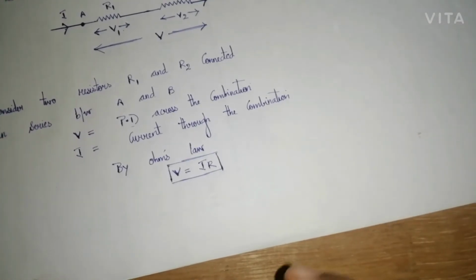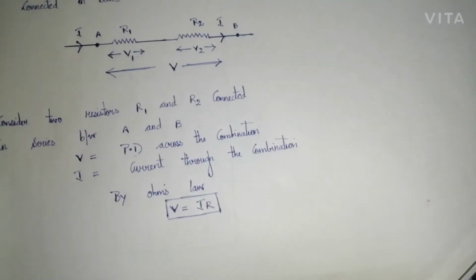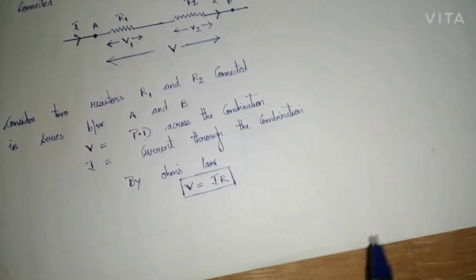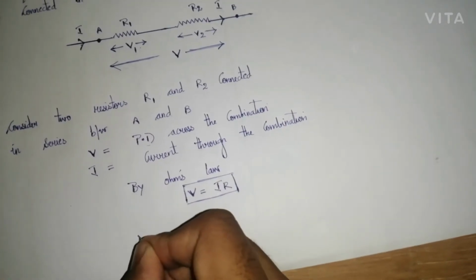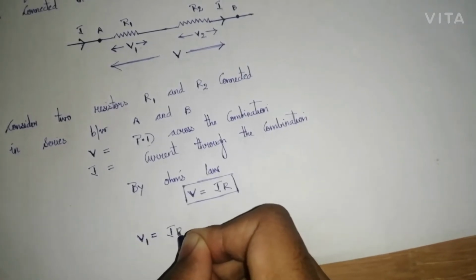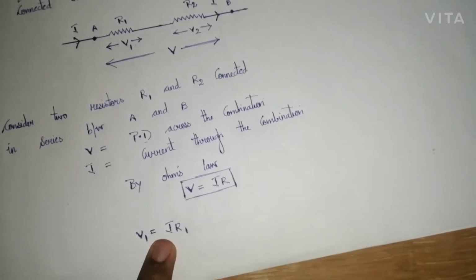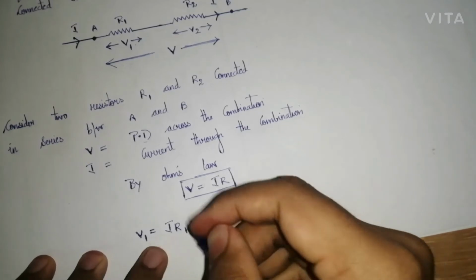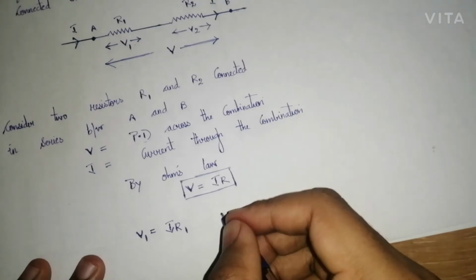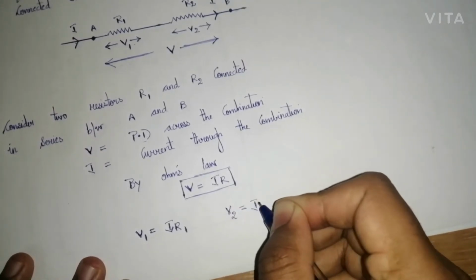So you have two potentials V1 and V2. You can see in this diagram you have two potentials V1 and V2. So V1 is equal to I into R1. As I told you in the beginning, since the same current is flowing through both the resistors, your V2 is equal to I into R2.